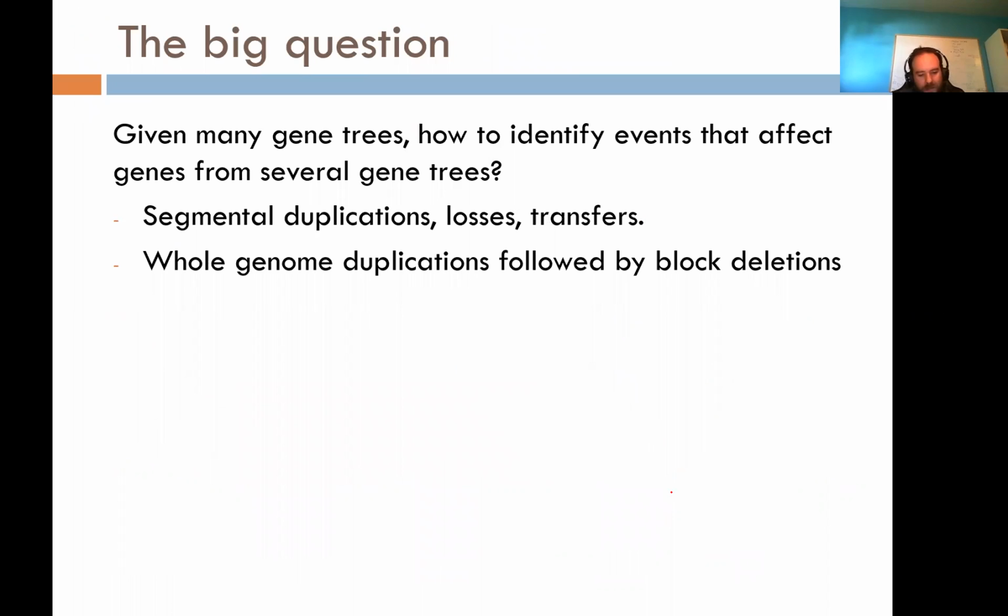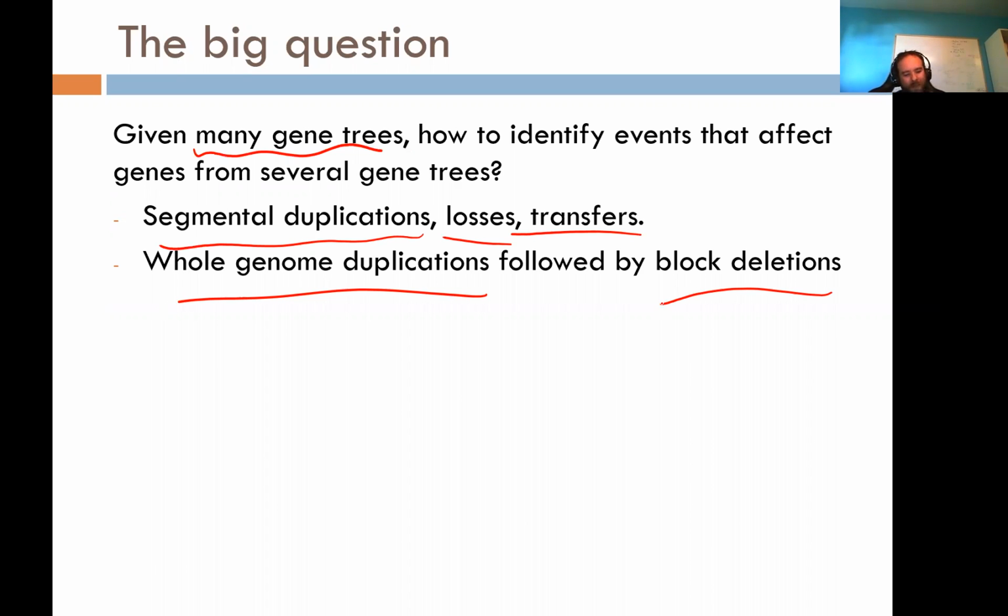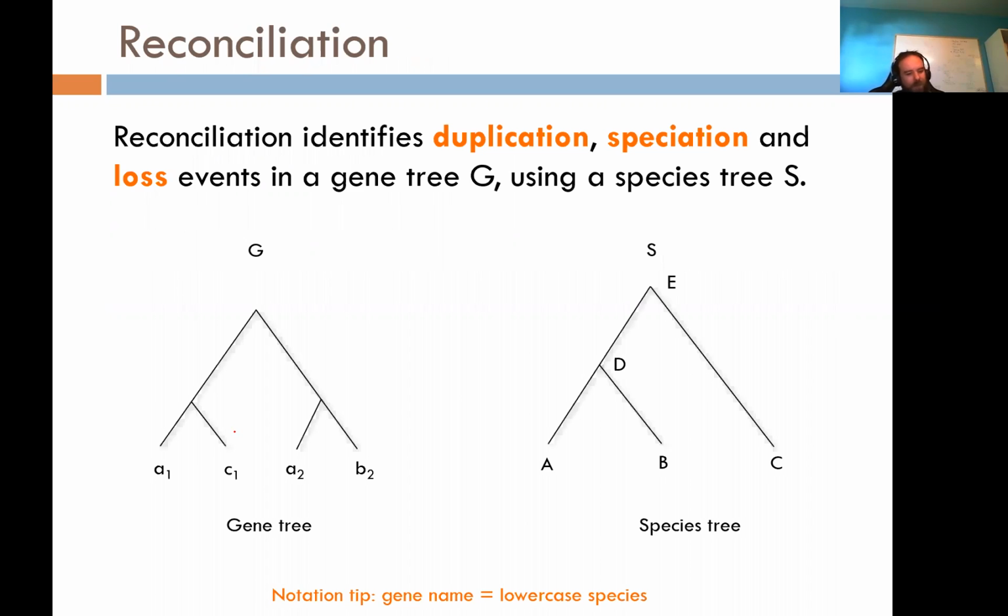If you're given many gene trees, possibly all the gene trees that you can find with respect to a set of genomes, how do you identify the events that affect several genes from several gene trees? That includes segmental duplications, segmental losses, possibly segmental transfers. And one interesting case of that are whole genome duplications, followed by block deletions most of the time. So how can we use reconciliation to identify those?